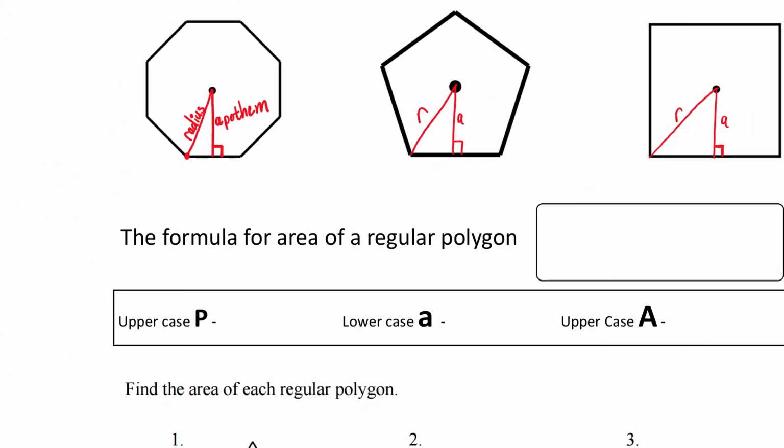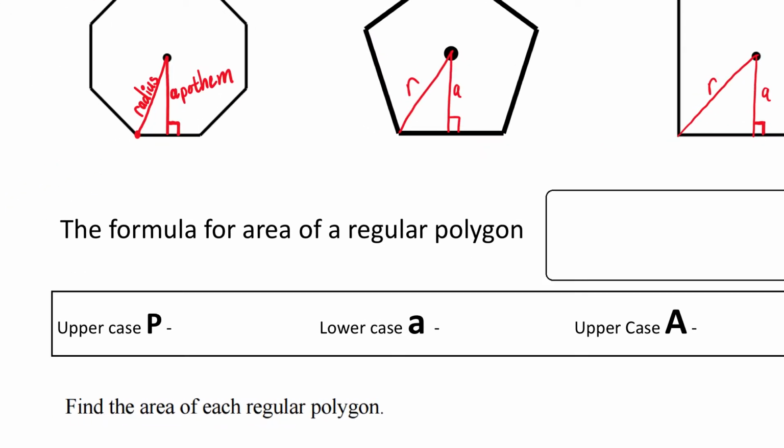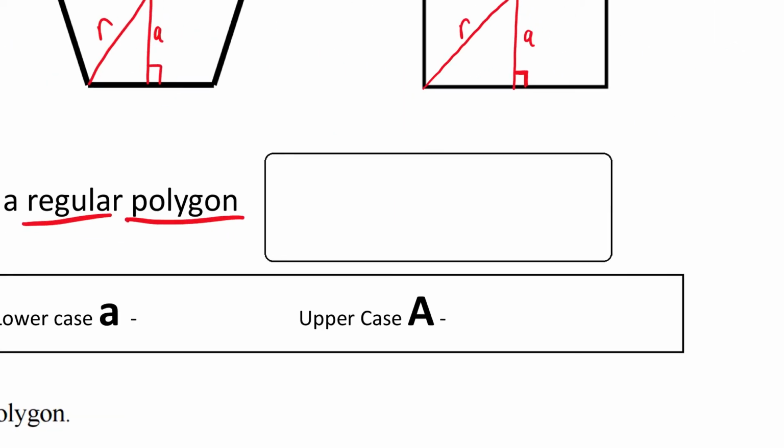All right, so how do we find the area of a regular polygon? Again, this is very specific, the area of a regular polygon. So the area of a regular polygon is the apothem times the perimeter divided by 2.